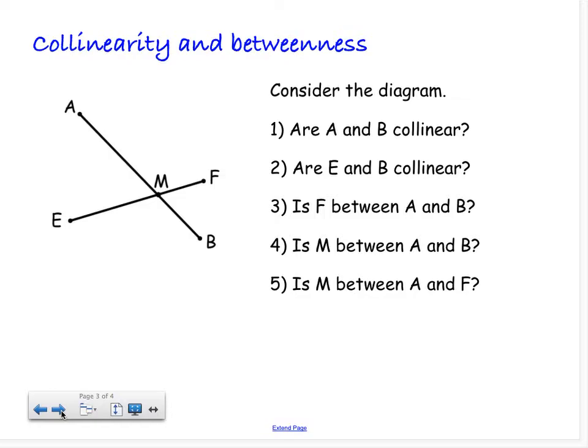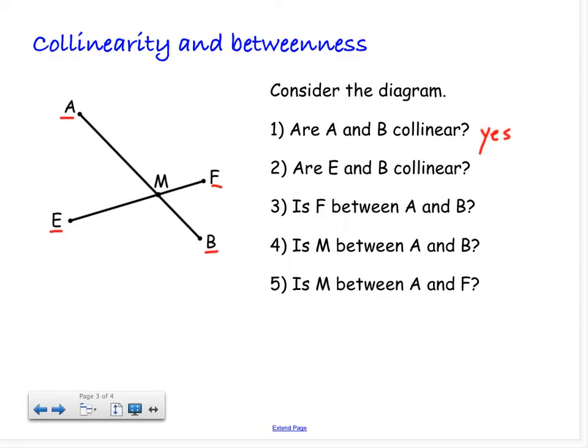So first, let's look at some examples involving collinearity and betweenness. Consider the diagram here. You'll see we have two line segments intersecting. So line segment AB intersects line segment EF at the point M. So let's take a look at this diagram. Question 1 says, are A and B collinear? A and B are collinear because any 2 points can define a line. So any 2 points are collinear.